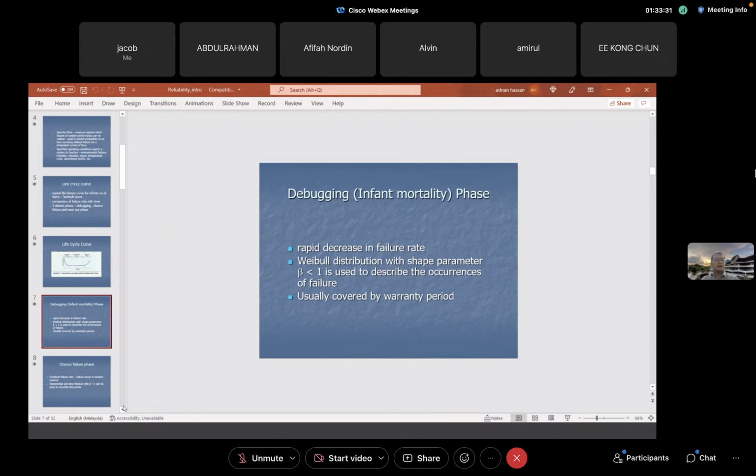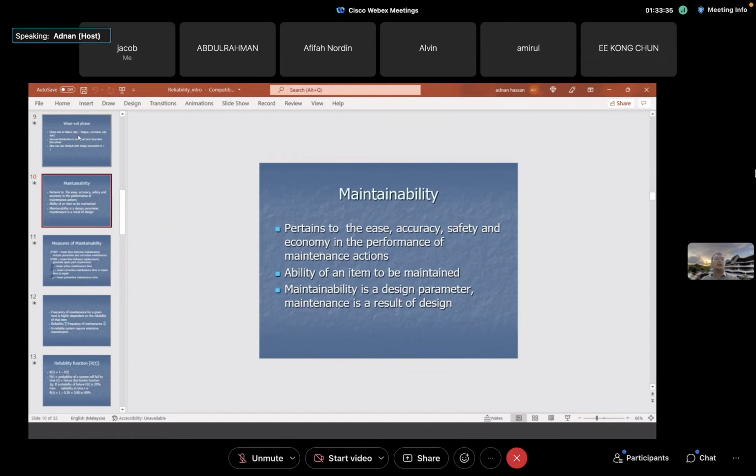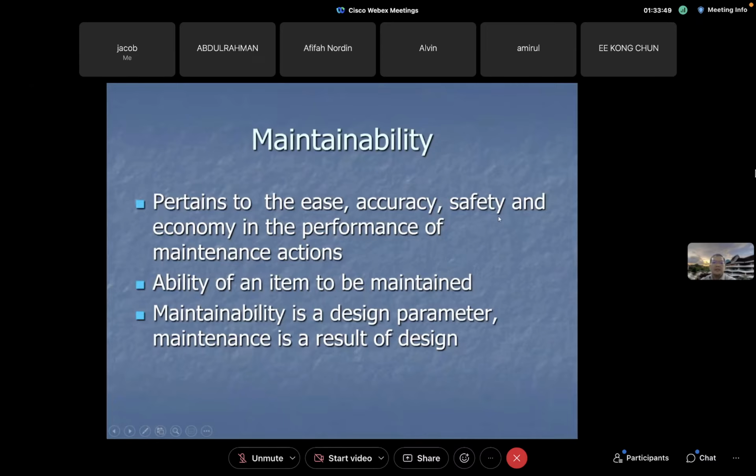Okay, I think this part you can read. I already explained just now, the worn out phase. Now, maintainability. Maintenance is related to the worn out phase. It pertains to the ease, accuracy, safety, and economic performance of maintenance action, the ability of an item to be maintained. Maintainability is a design parameter, so of course it is also an effect of the results of design.